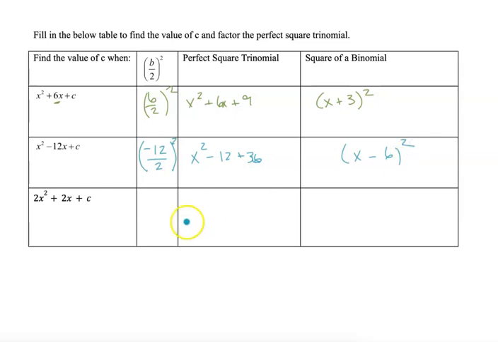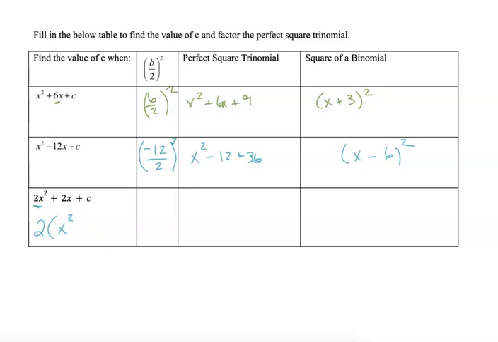And then last, this one is the trickiest because it has this coefficient of 2 in front of x squared. And you can't complete the square with any coefficient other than 1, so we actually have to factor this out to get x squared plus 2x, excuse me, the 2 factors out as well. Sorry about that.